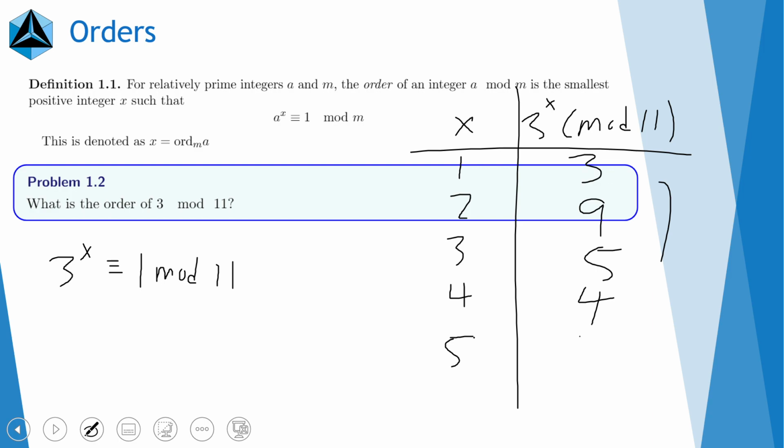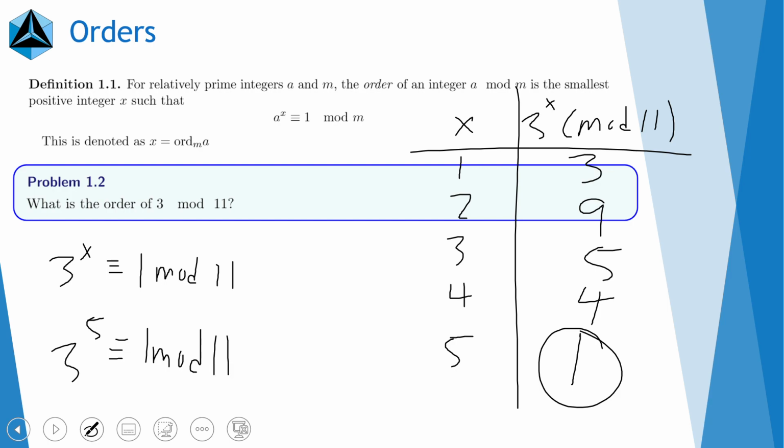When x is equal to 5, we get 4 times 3 is 12, and 12 mod 11 is 1. So 3 to the 5 is congruent to 1 mod 11, and none of the smaller values of x is congruent to 1 mod 11. So our order is 5, and our answer is 5.